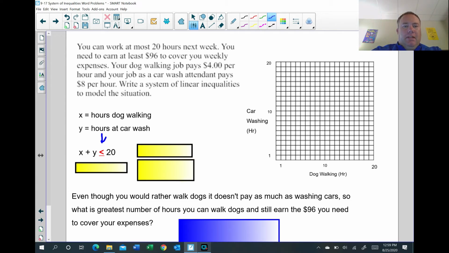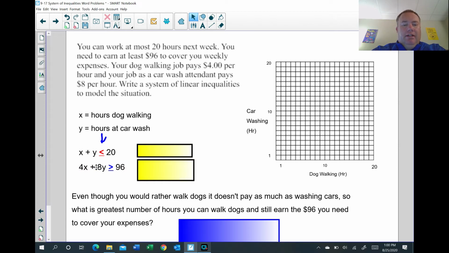Now, it has to be at least, you need to earn at least $96. At least is which inequality symbol? Well, you're talking about the greater than or equal to sign. So you know you're going to have greater than or equal to 96. As we talked about when we did our writing equations unit, $96 has value, so you have to give value to your jobs. $4 per hour for walking, $8 an hour for washing. So 4x plus 8y is greater than or equal to 96.